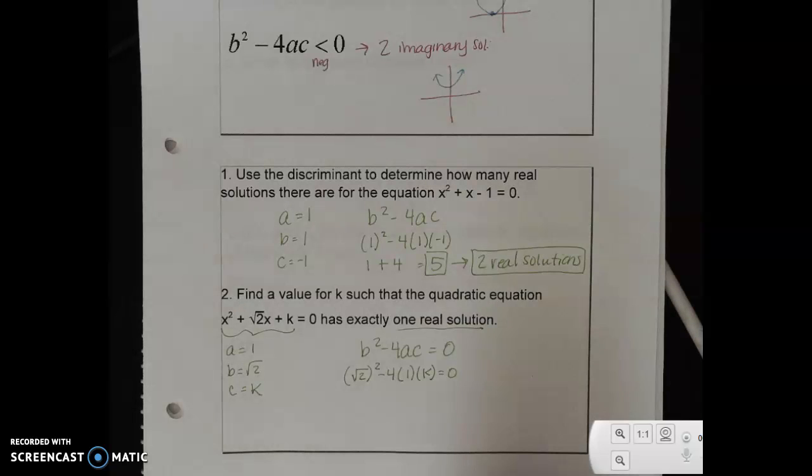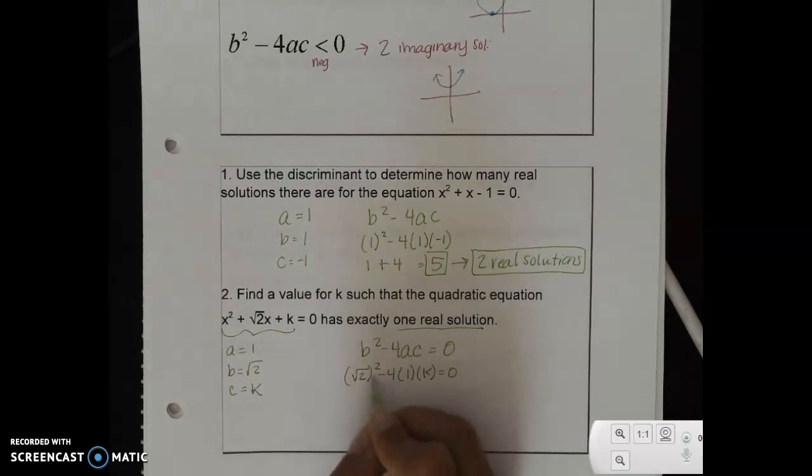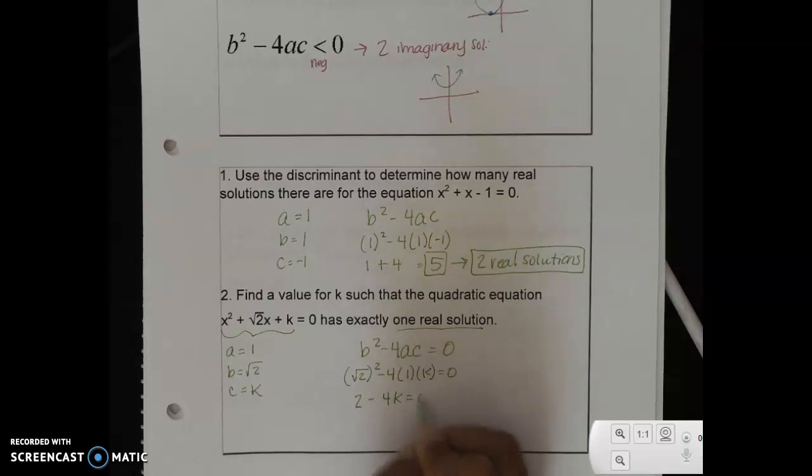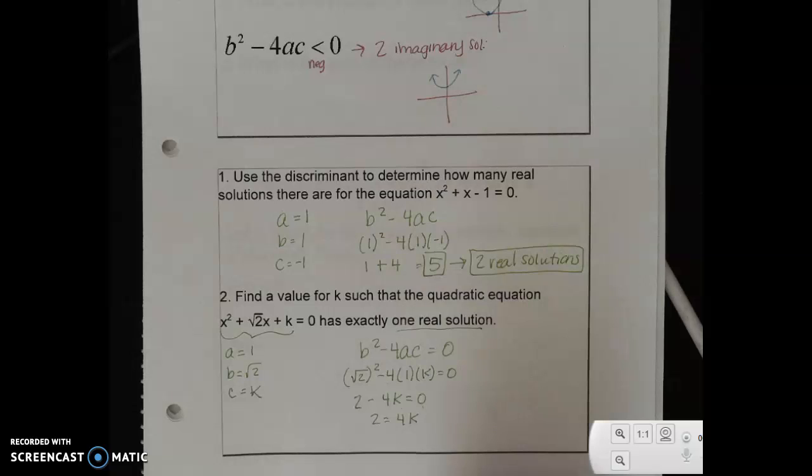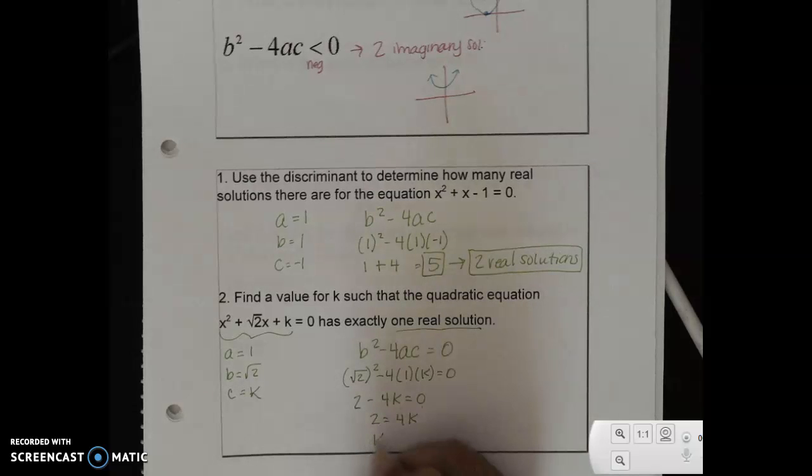Alright, so let's work this out. Root 2 squared is just 2, minus 4 times 1 times k gives me 4k. Now I can figure out what this value for k is by solving this. I'm going to add the 4k over, so that gives me 2 equals 4k. And then when I divide by 4, k is going to be 1/2.